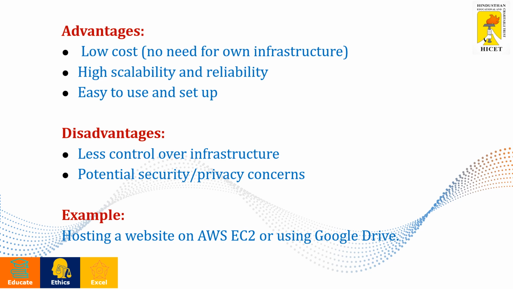The next is disadvantages. First represents less control. Since the server belongs to the provider, you don't have full control. The next one, security and privacy concerns. Data is on someone else's computer, so there will always be a risk. These are all examples of public cloud: AWS EC2, and storing files in Google Drive.